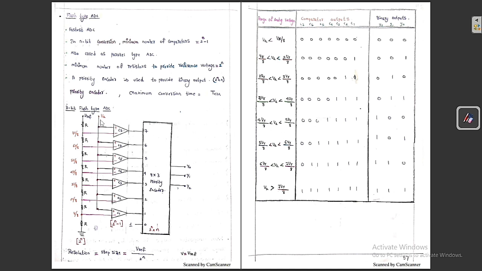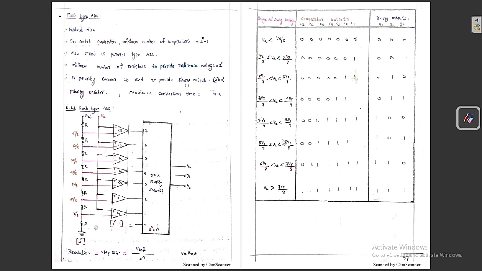So no matter whatever the analog input voltage you apply, the unknown analog input voltage, out of all these combinations one combination is always going to be satisfied, and you are going to get the corresponding binary output. This is what I am trying to tell you. No matter whatever the unknown analog voltage you apply, one combination is always going to be satisfied, so you are going to get the corresponding binary output.